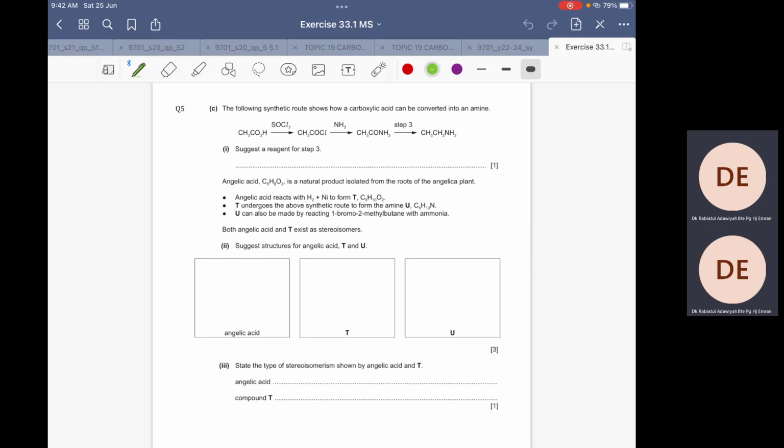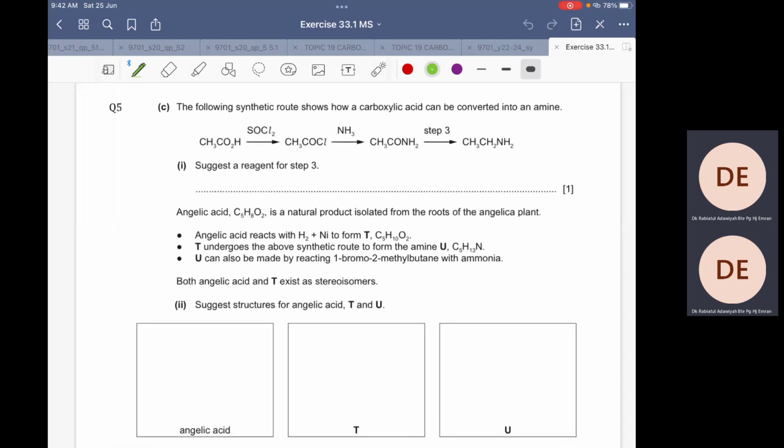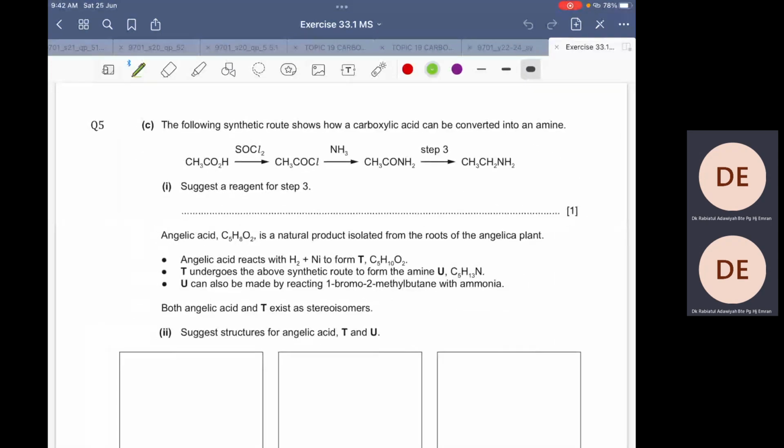Okay, so today we are going to look at exercise 33.1. This is topic carboxylic acid. The first question that we are going to look at is question 5. If you have your notes in front of you, that would be very helpful.